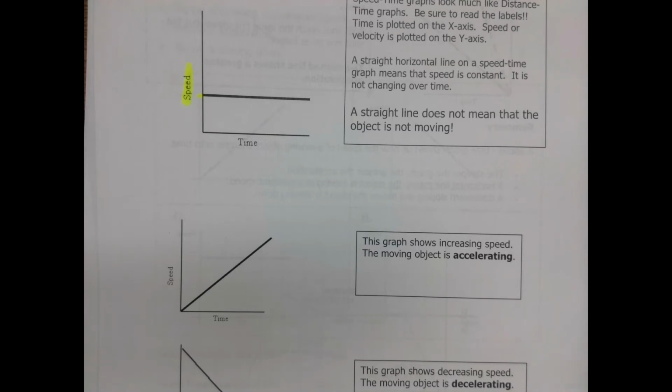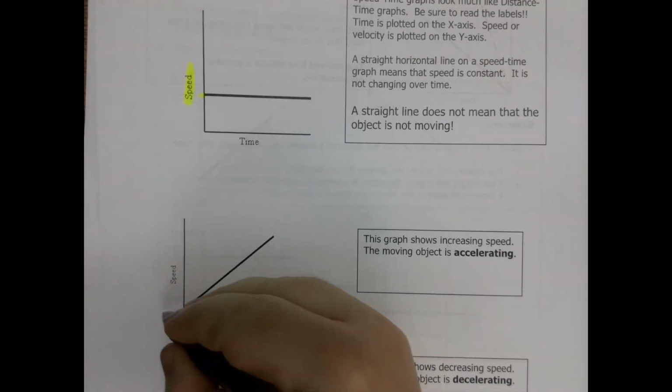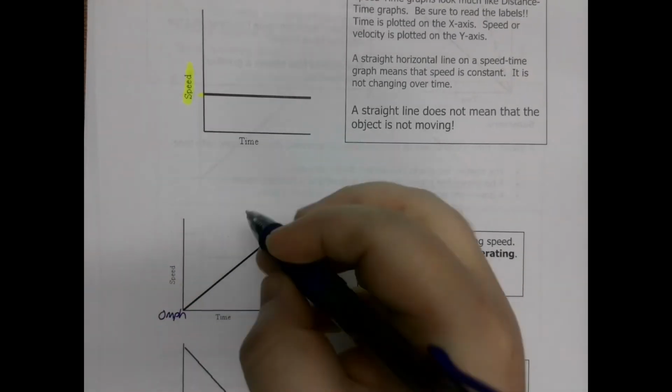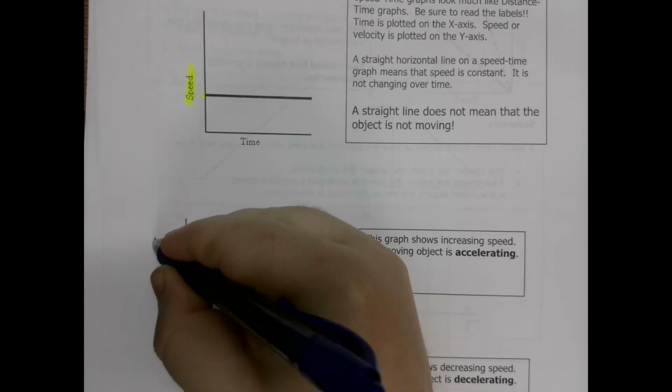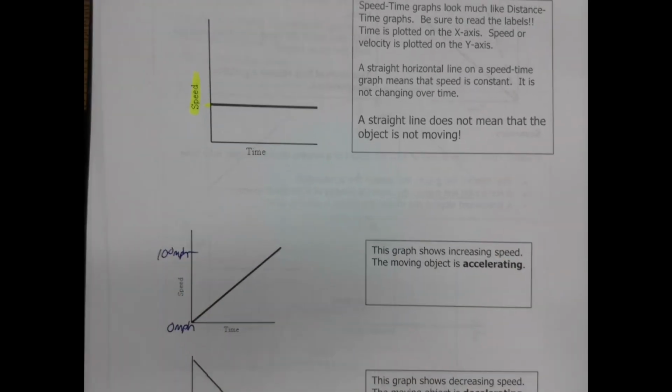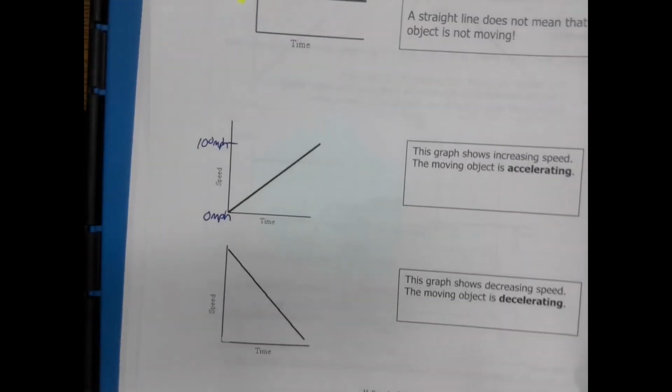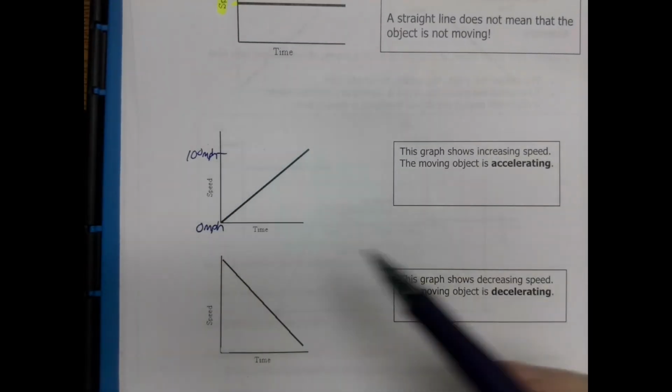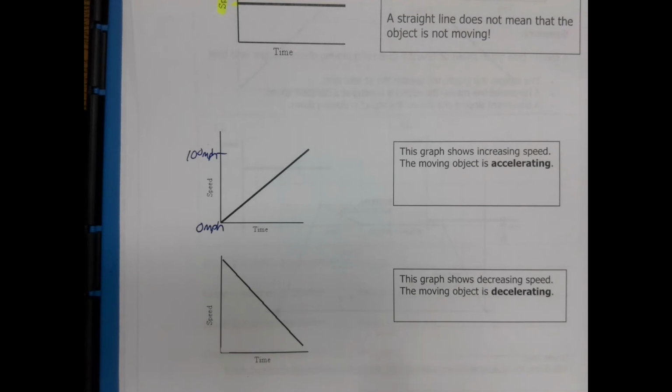The object is accelerating, so the speed is increasing. So this could be like 0 miles per hour, and it's going up to like 100 miles per hour. So the speed is increasing, that means acceleration. And if the speed is decreasing, that means deceleration.